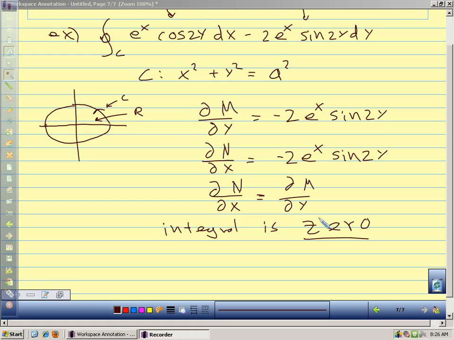I just want to emphasize again, this is another generalization of the fundamental theorem of calculus. We have the integral of some derivative quantity in a region being equivalent to those quantities evaluated on the boundary of the region.